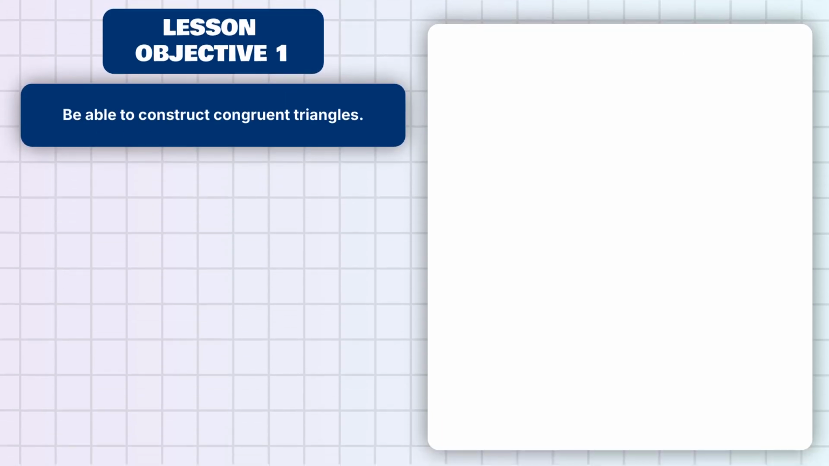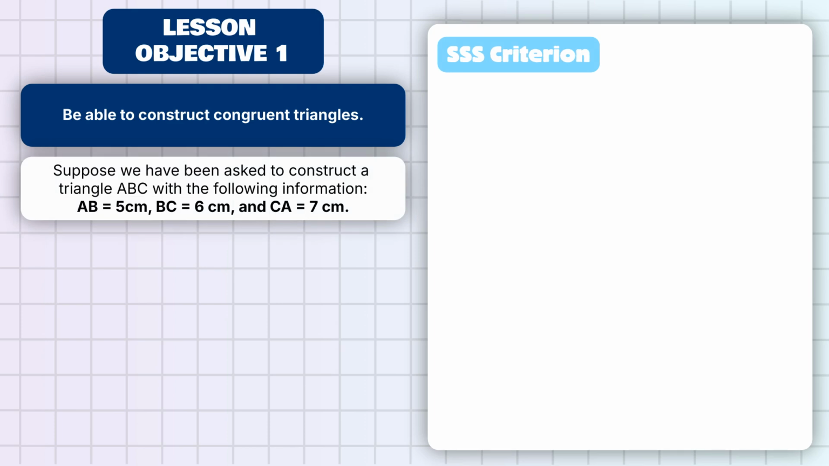With that established, let's now delve deeper into how to construct congruent triangles using these criteria. Let's start with an example of the SSS criterion. Imagine that we're asked to construct triangle ABC with the following information. AB equals 5 centimeters, BC equals 6 centimeters, and CA equals 7 centimeters. We can do this by using a step-by-step procedure.